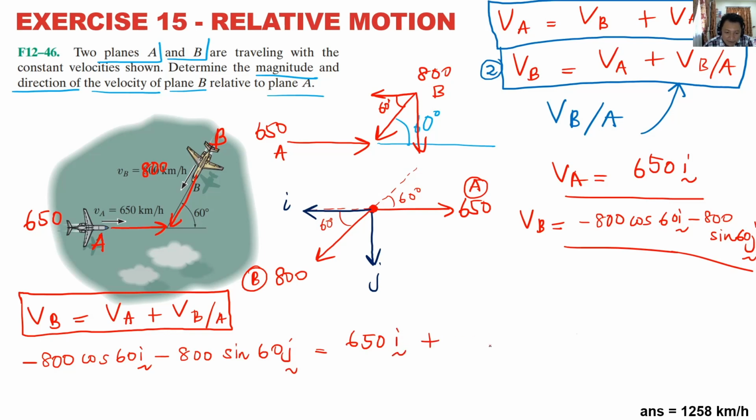VA is easy, 650i plus VB over A. VB over A we don't know, right? So we directly get the answer. VB over A, which is VB relative to A, equals 650i. This one goes to the left. So what do you get? Let's punch in your calculator. 800. Oh no. Can you guys see?